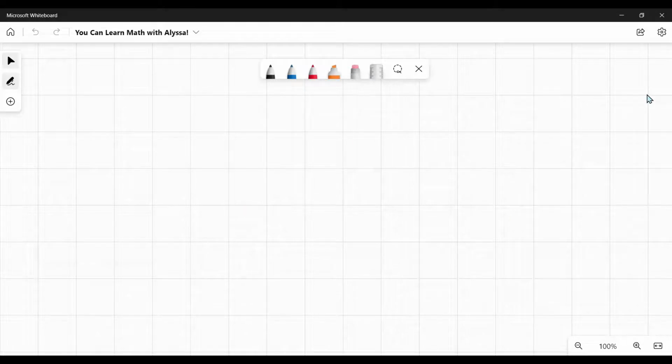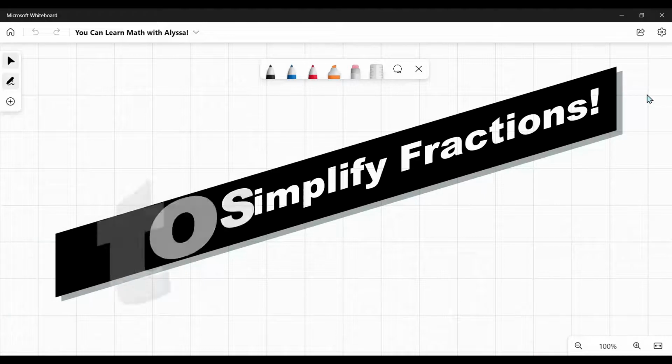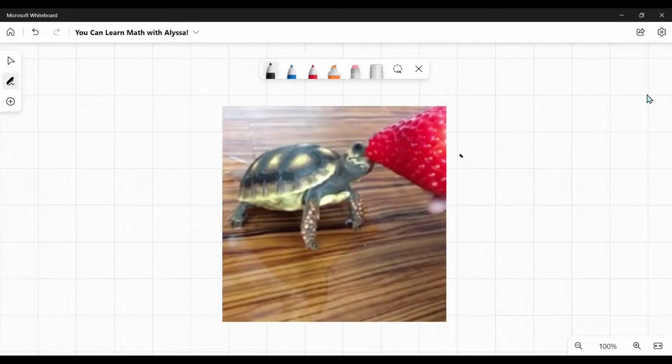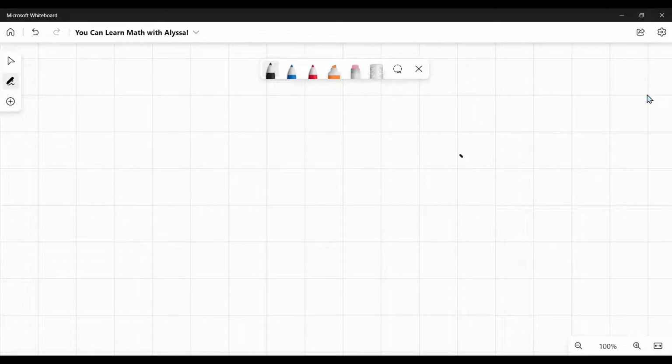Today we're talking about how to simplify fractions. This is something that we're usually introduced to in some of our earlier grades, but it keeps coming back. And if we don't get this really solid, if we don't understand how to do it, it is going to come back to bite us later. We really need to remember how to simplify fractions.